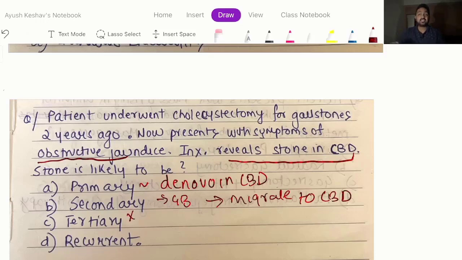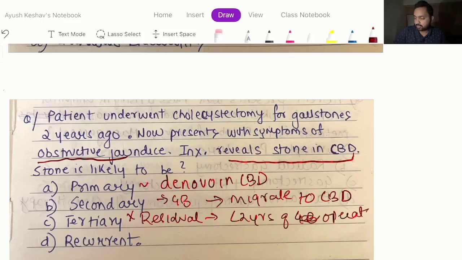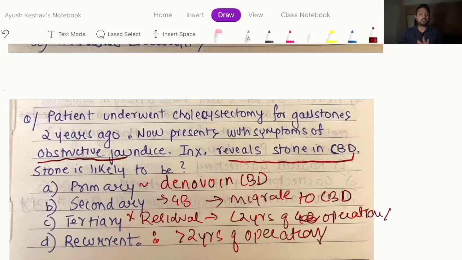We don't have anything called a tertiary stone. Rather, there are residual stones, which are seen in less than 2 years of the gallbladder operation. Recurrent stones are those which are found after more than 2 years of the operation. So this is your cutoff to classify residual and recurrent. Over here they are asking after 2 years, so your answer would have been a recurrent stone.